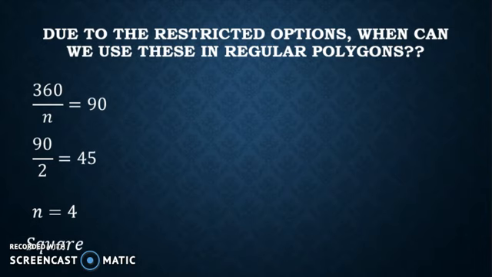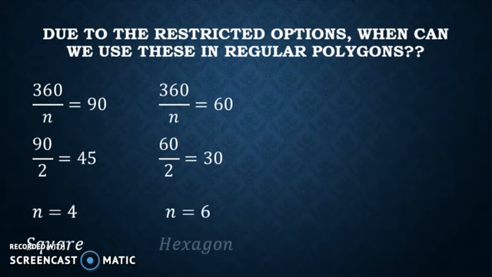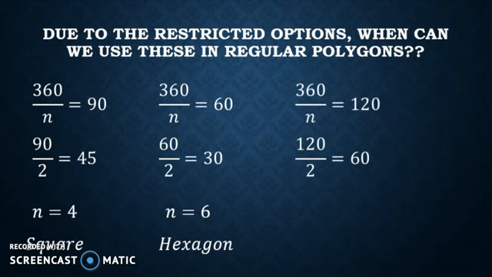30, 60, 90, well, 60 divided by 2 is 30. So 360 divided by what is 60? And that's 6, which is a hexagon. And finally, 120 divided by 2 is 60. 360 divided by 3 is 120. So a hexagon and a triangle use 30, 60, 90.